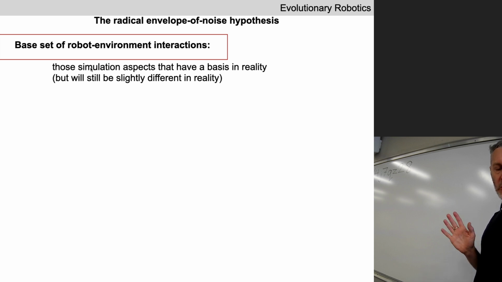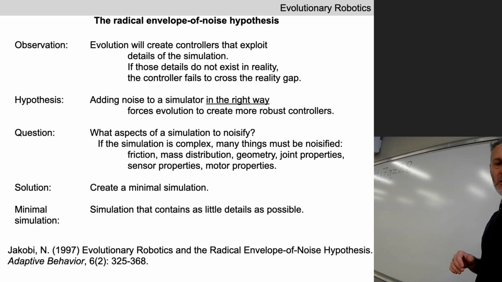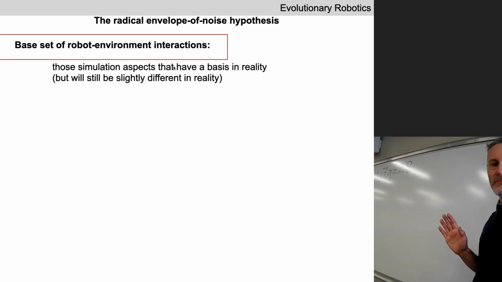They're going to refer to the set of things that they're not going to noisify as their base set of interactions. Your robot interacts with a downward force of 9.8 meters per second squared. That base set of interactions between the robot and the force of gravity would usually fall into the base set. That's something that has a basis in reality, at least on this planet, and it's relatively constant here in reality. There still might be a little bit of difference.